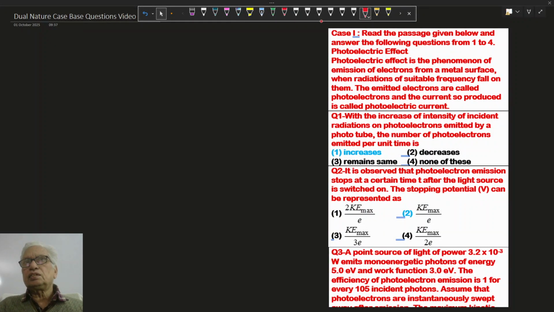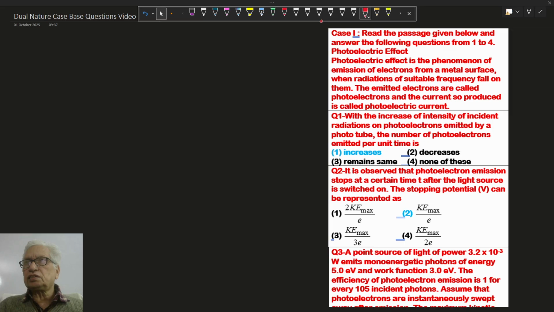Hello, these are the case-based questions for CBSE board. Read the passage given below. Answer the following questions for photoelectric effect.